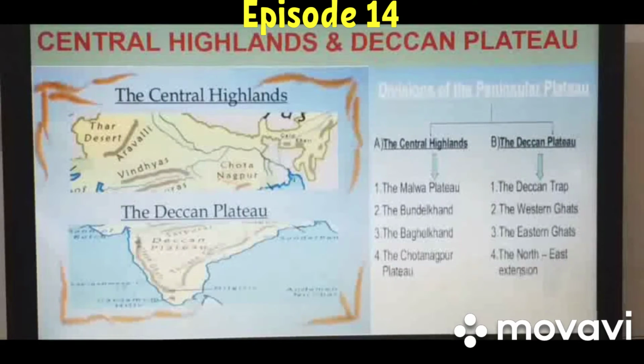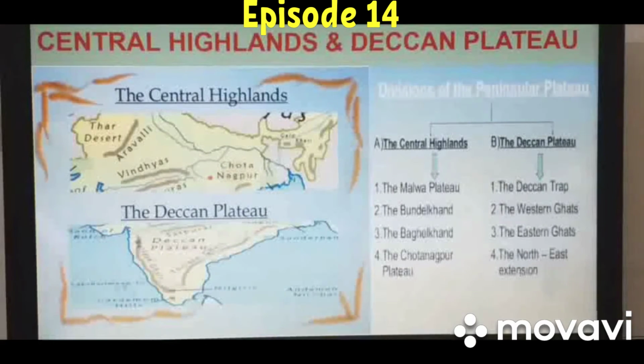Compared to the east, here they are highly elevated and here they are lower elevated. So that is why maximum rivers have the slope like this. Only two rivers flow through this region, the Narmada and Tapi.